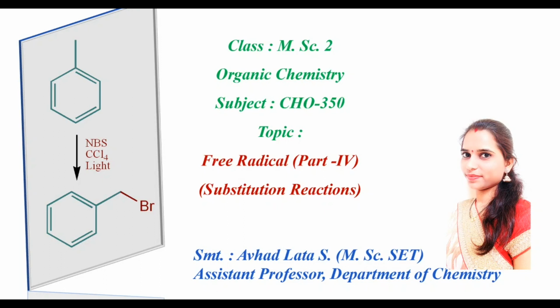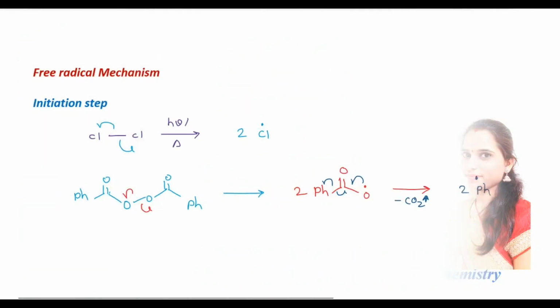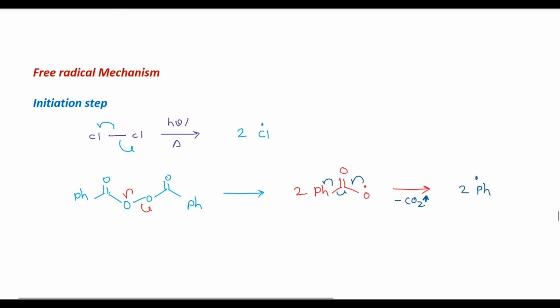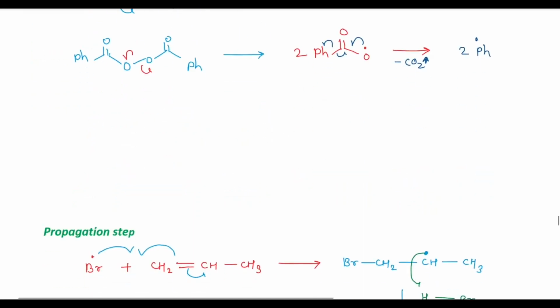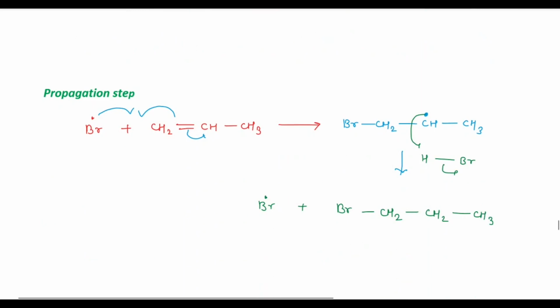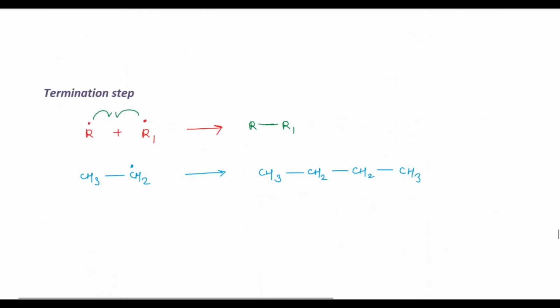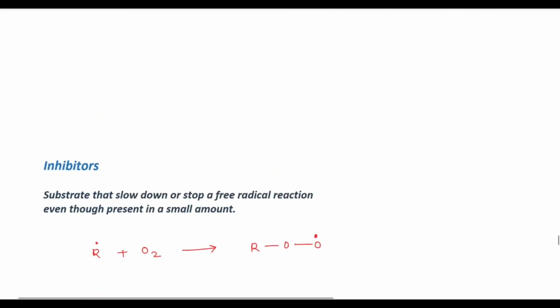In today's lecture, we are going to discuss allylic halogenation in free radical reactions and some name reactions related to halogenation. In the last lecture, we learned about the free radical mechanism, that is the steps involved: first the initiation step, second the propagation step, and the termination step, with their examples.